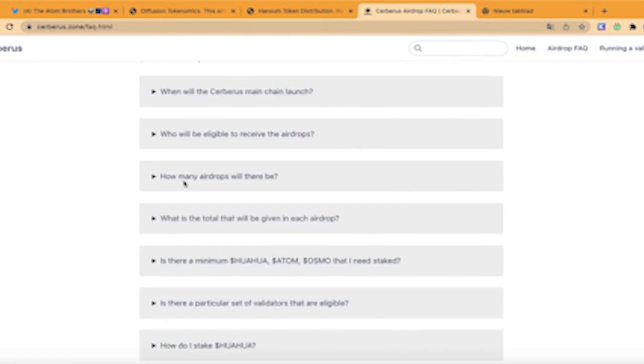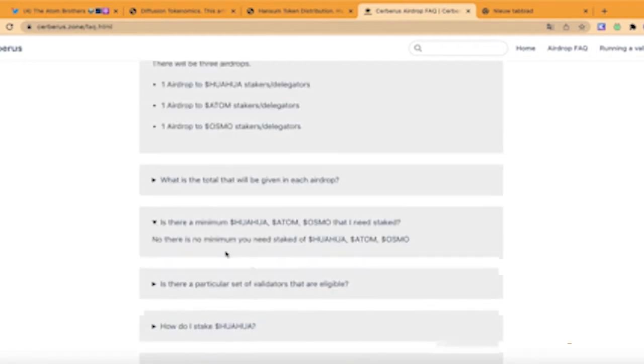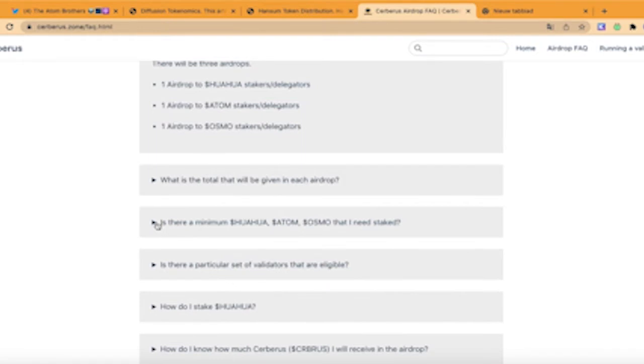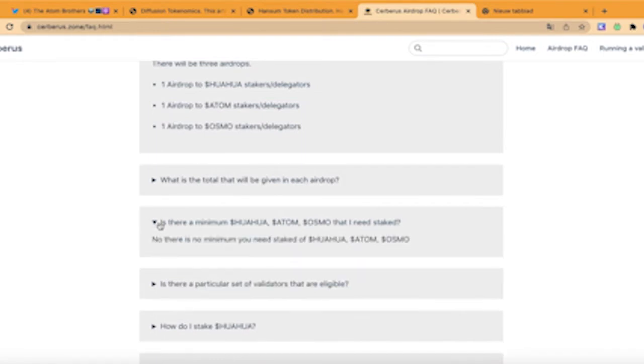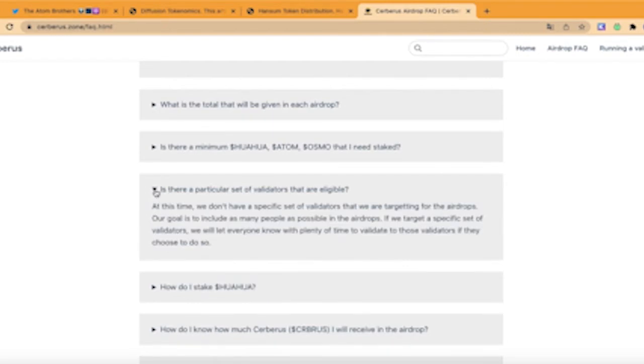How many airdrops will be there? There will be 3 airdrops. One for those who stake with Chihuahua, one for those who stake Atom, and one for those who stake with Osmo. Is there a minimum to stake? No, there is no minimum. Is there a specific set of validators that you need to stake with before you get eligible for the drop? No, you can stake with whatever validator you want.